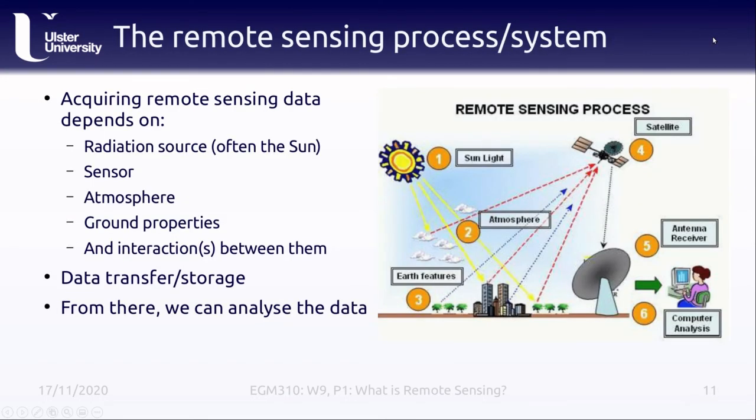Remote sensing depends on a number of things, all of which make up a part of the process or system of remote sensing. These include a radiation source, often the sun, but it can also be the sensor itself. This includes the Earth's atmosphere, the different features or surfaces on the ground, as well as their properties, and of course the different interactions between all of these things. The system also includes the transfer and storage of the data, as well as the actual analysis of the data.